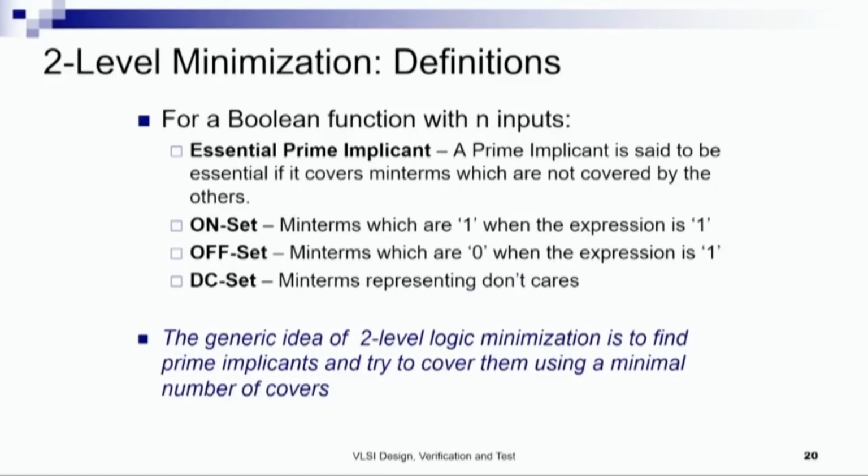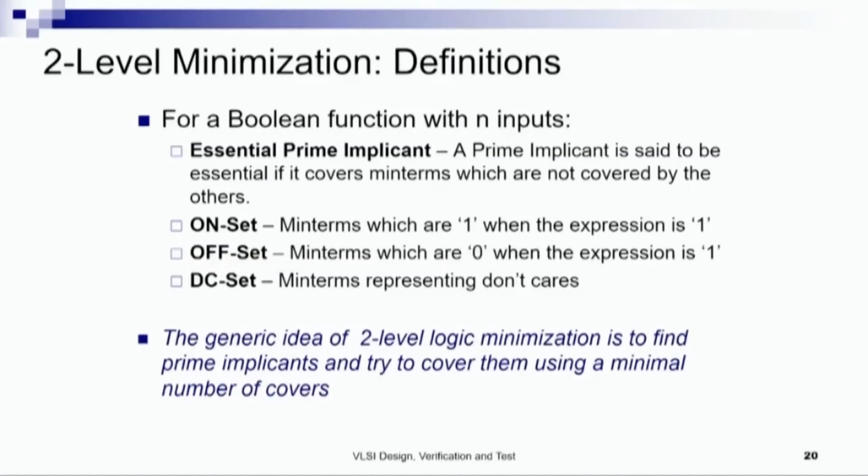The generic idea of two-level logic minimization is to find prime implicants and try to cover them using a minimal number of covers. This is what we said just now. That is why we want to find out essential prime implicants, because each contains at least one minterm that is not covered by any other prime implicant, right? Obviously a minimum cover will be a cover over essential prime implicants.